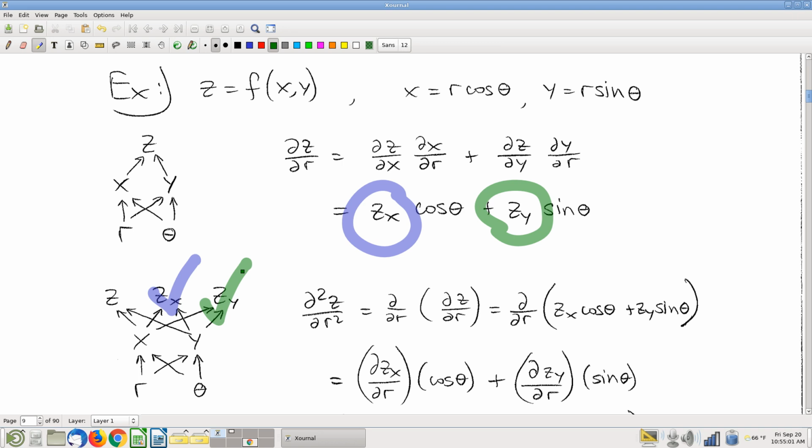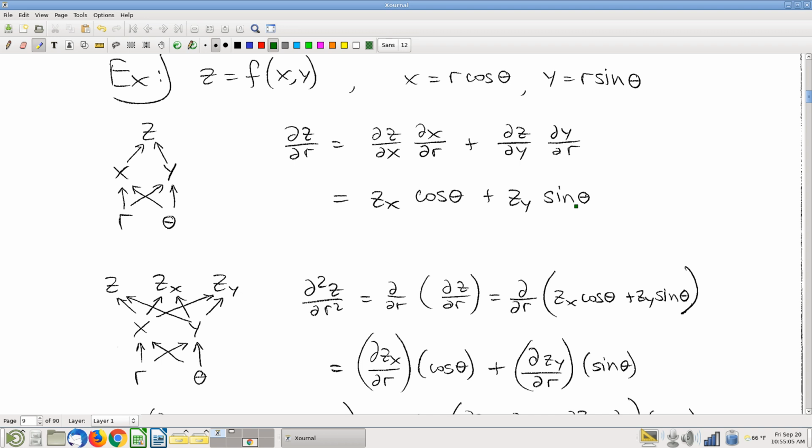Okay. All right. So there are some homework exercises on this, as I recall. I think same setup. I think they asked you to compute the second partial of z with respect to theta twice. Analogous. The product rule is going to be a little weirder.